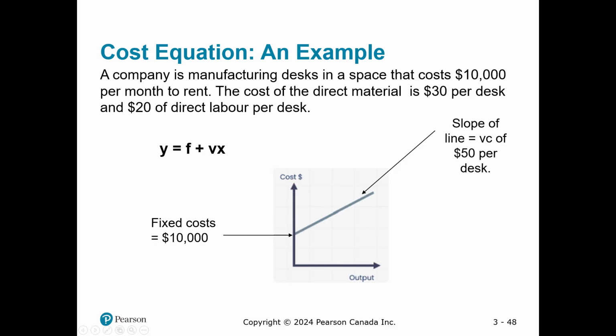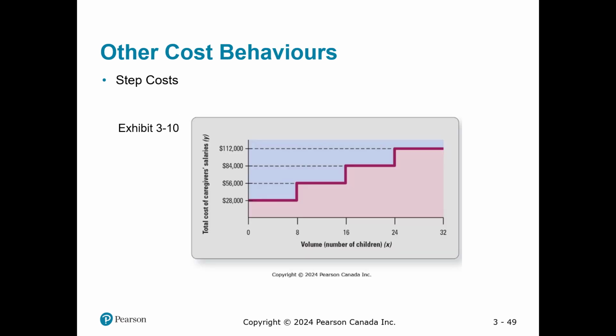Now that we've got that, let's go back to cost behaviors and look at a few other cost behaviors. We can have step costs. So for instance, if we add more children to a daycare, we have to hire more childcare workers. Up to 8 kids, I only have 1 childcare worker. But between like 9 and 16, I have to hire another childcare worker. And then if I'm between 17 and 24, I'm hiring another one. So this is stepping up every time I move the relevant range.